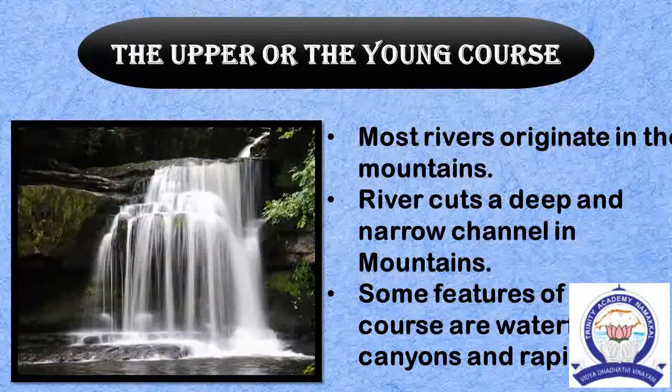Now, let us discuss the first stage, the upper or the young course. Most rivers originate in the mountains. Here, the speed of the river is very fast. The river cuts a deep and narrow channel in the mountains. Some features of the upper course are canyons, waterfalls, and rapids. Children, rapids mean part of a river where the water flows very fast over rocks.